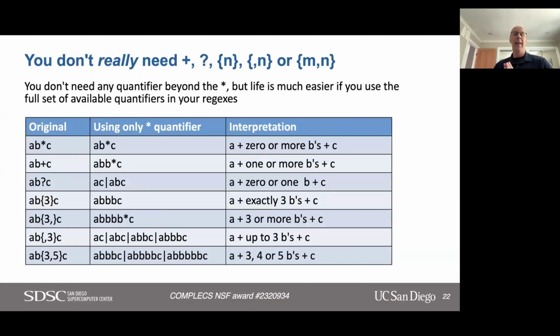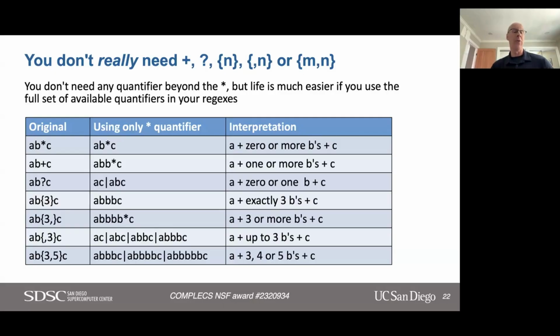Now, you really don't need the plus, the question mark, and this curly brace syntax. In fact, you could write all of the regular expressions just using the star quantifier, but life is going to be much easier if you use the full set of available quantifiers in your regexes. So I show here a table of regular expressions in the first column using the full set of quantifiers. And then in the second column, only using the star quantifier. So you could see, for example, in the second row, that we really don't need the plus. The plus, again, means one or more B's. We could have written that as B star.